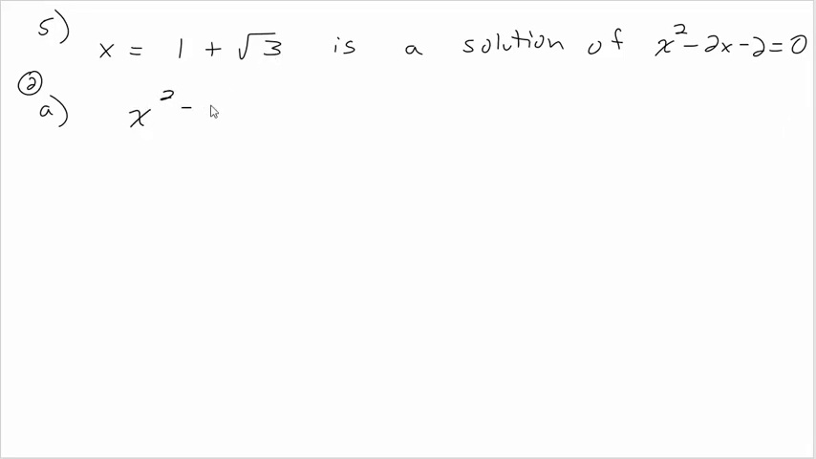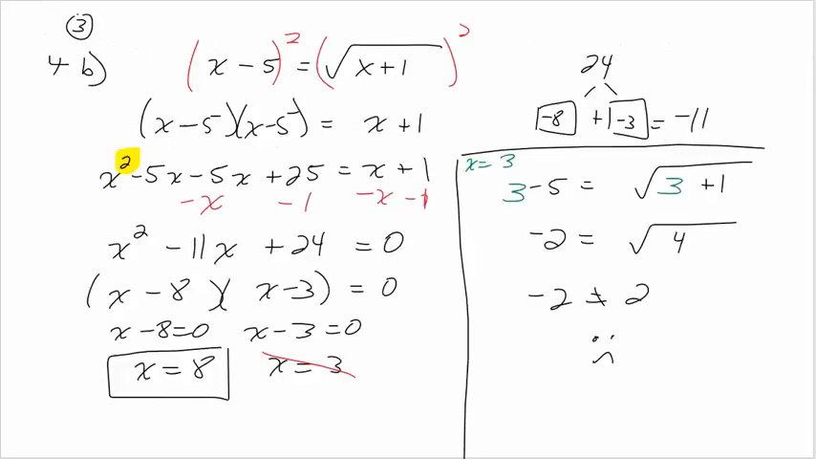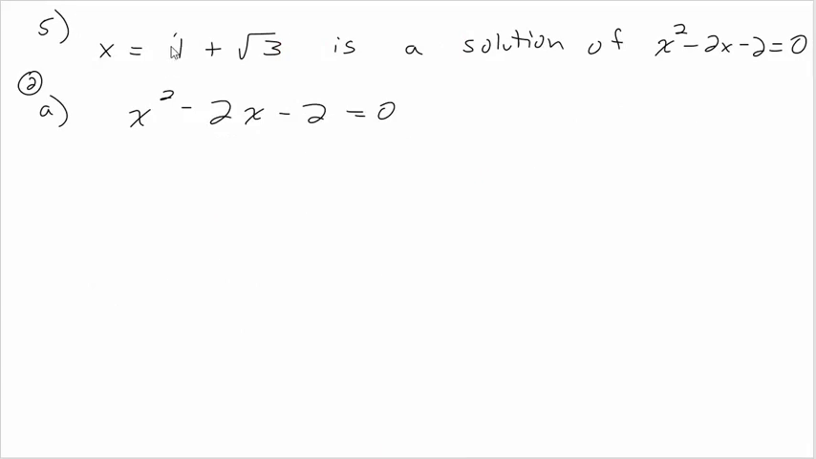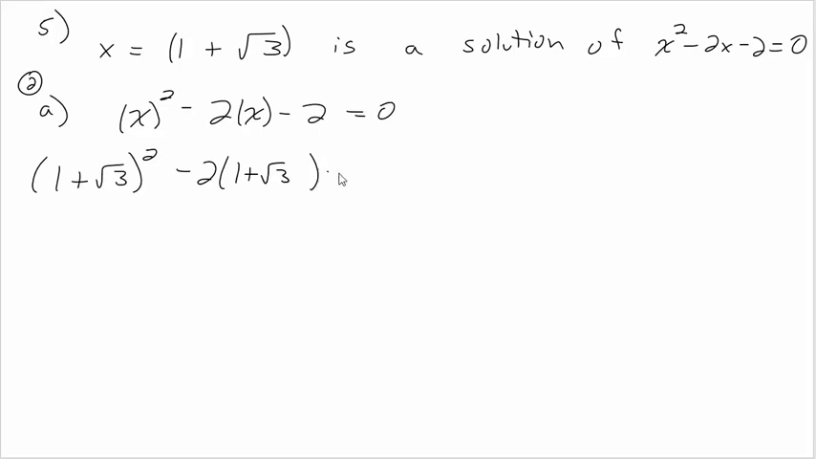All right, so basically we're doing the checking part, kind of like we did here, where we take a solution and we plug it in and we see if it works. So we're going to take 1 plus radical 3 and we're going to put it in for these x's here and do the simplifying and see if it comes out to be 0. All right, so instead of x, I'm going to write 1 plus radical 3 squared minus 2 times, and then instead of x, I'm going to write 1 plus radical 3, minus 2 equals 0.